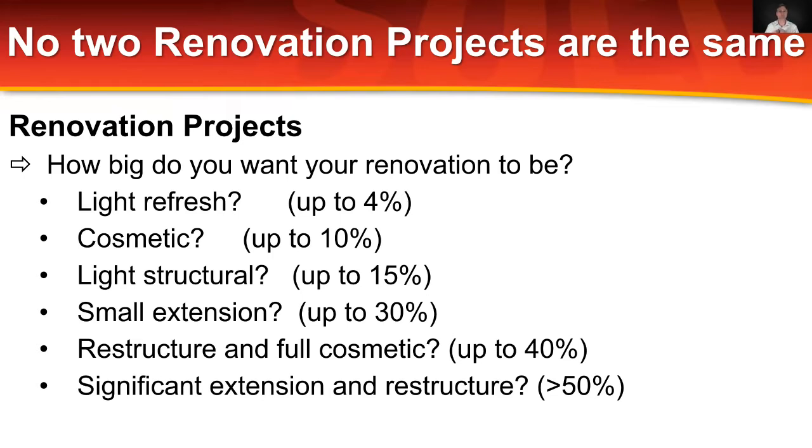Cosmetic reno is where you're not changing any of the structural components of the house. You're not moving any of the walls, you're not moving any of the doors, but you are maybe changing the kitchen, you are maybe changing the bathroom, you are doing painting, you may be doing the floor coverings, curtains, light fittings, obviously with the right trades involved. And the purpose of that is to significantly lift the impression of value of the house.